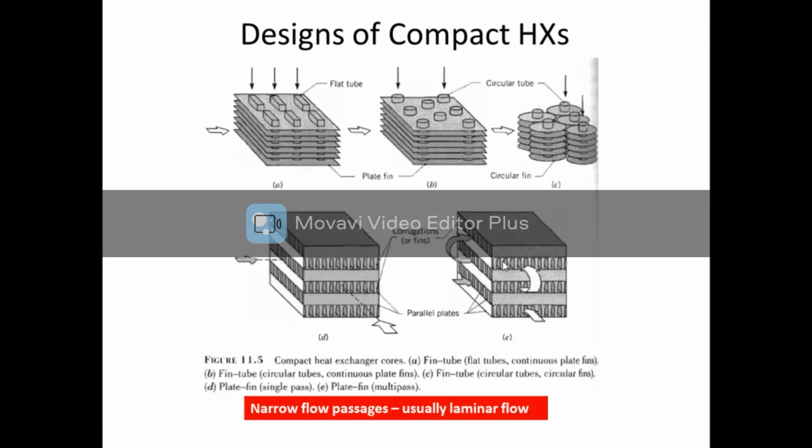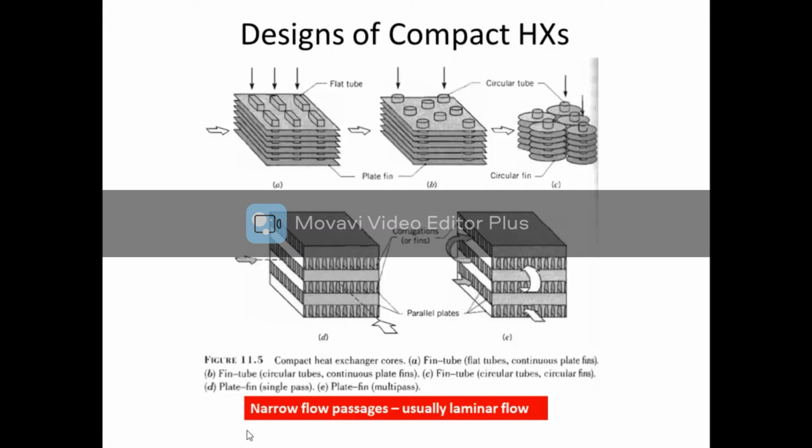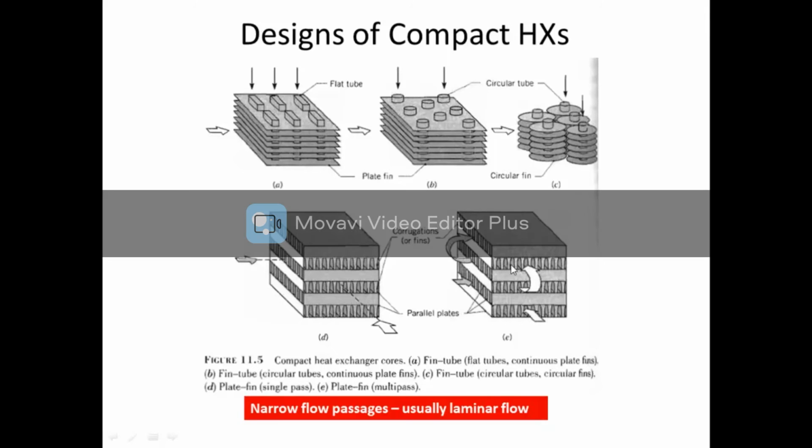Because of the extremely close spacing of the fins, the flow passages are very narrow, which makes the flow laminar in many of the cases. A laminar flow has its benefit in that it does not have too much pressure drop compared to a turbulent flow. This allows the use of a pump of smaller capacity to circulate the fluid. On the other hand, the heat transfer coefficient is also small for the laminar flow, so the reduction in the heat transfer coefficient has to be compensated by increasing the area available for heat transfer.